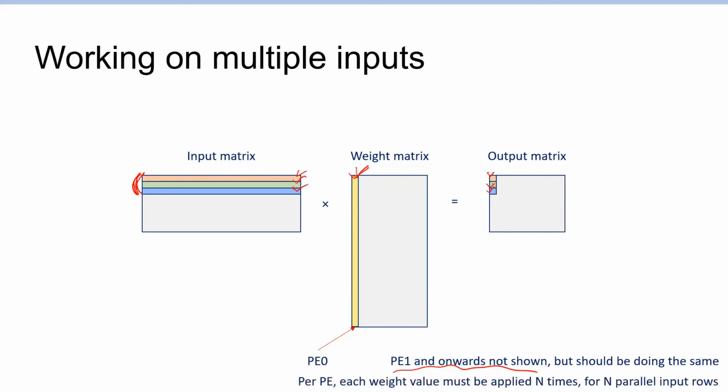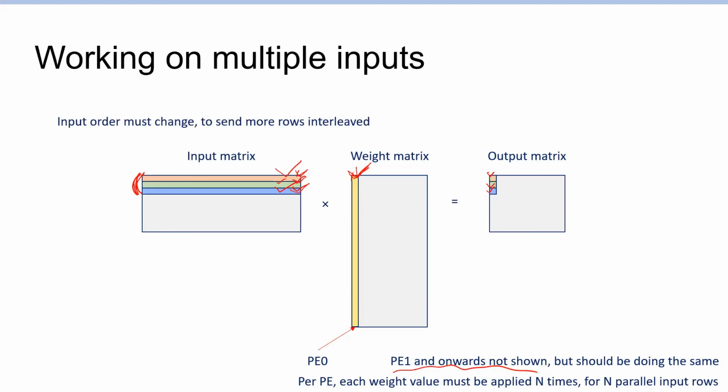For each PE, each weight value needs to be applied n times for n parallel input rows. So if we have, say, 3 parallel input rows coming in, the weight value needs to be replicated, or at least applied 3 times, one for this one, for this one, for this one. And that's the implementation that we're going to do for the beginning.